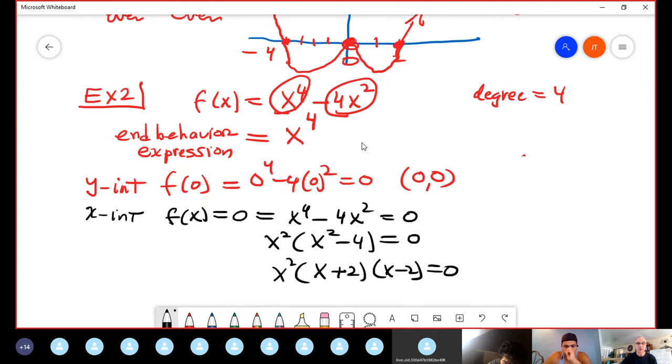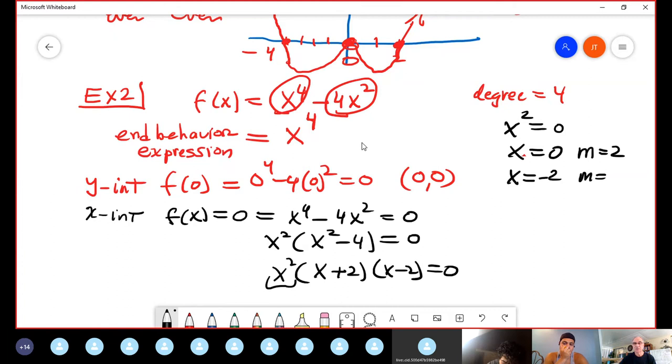So, one by one, each factor. x squared equal to 0. It's obvious that the solution is 0. In this case, the multiplicity is 2, because it's squared. So actually, it's like 0, 0. The other is x equals negative 2, multiplicity 1, and x equals positive 2, multiplicity 1.